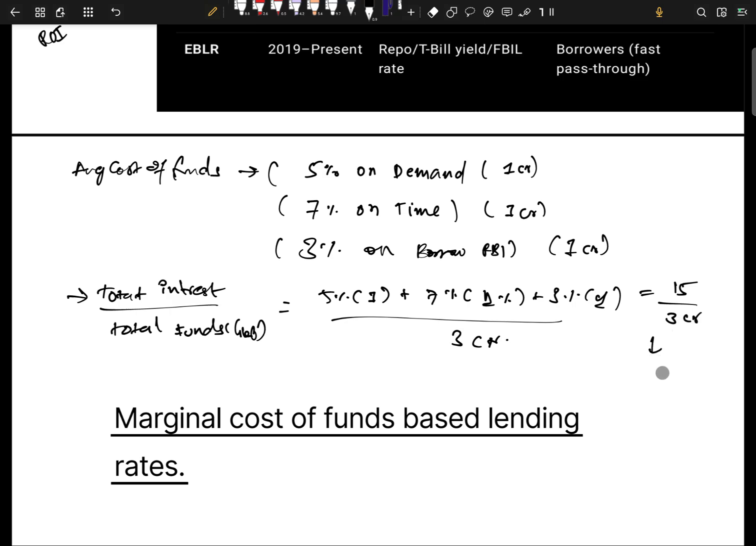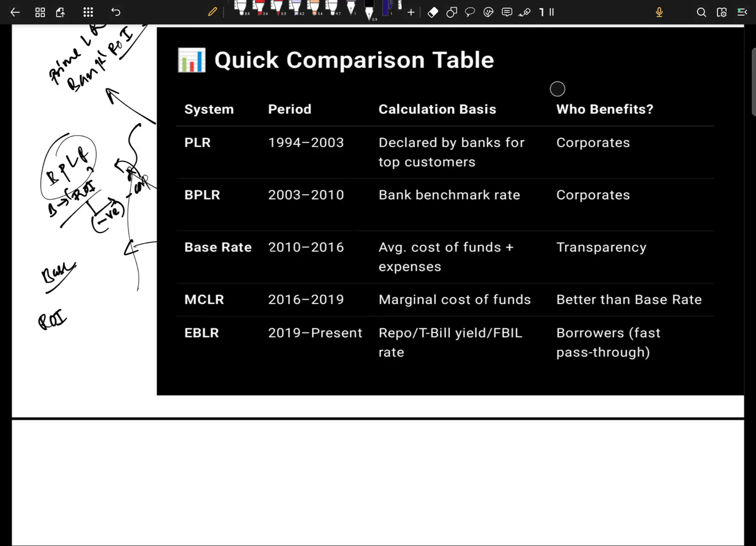That gives rise to 0.15 crores by 3 crores into 100. How much is that? 5%, right? So now the rate of interest that the banks have to put is 5%. Those are nothing but based on average cost of funds.